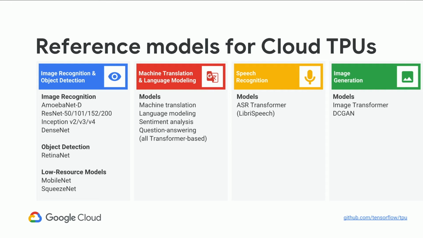Here is a list, so you have the URL github.com/tensorflow/tpu. That's a list of models that have already been ported and optimized for TPUs. So you see all the classics in there: ResNet, Inception, RetinaNet for object detection, smaller models like MobileNet, SqueezeNet, and so on. Of course, recurrent neural networks for machine translation and so on. And also a generative adversarial network to generate images. So please try those models first.